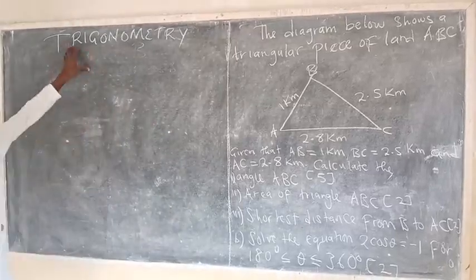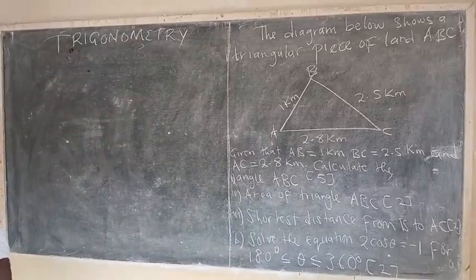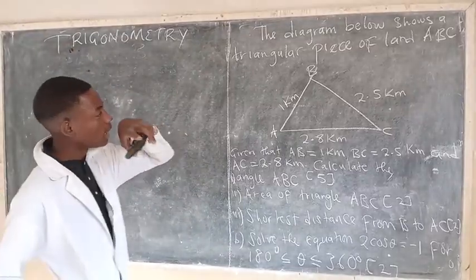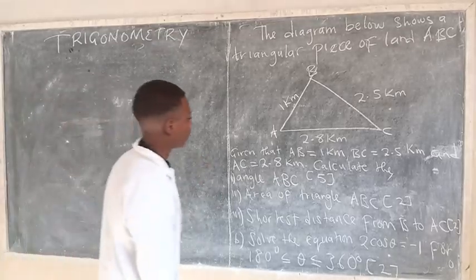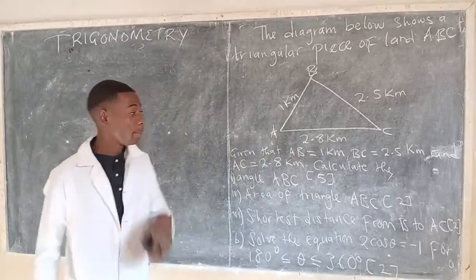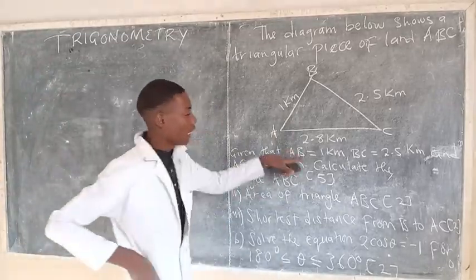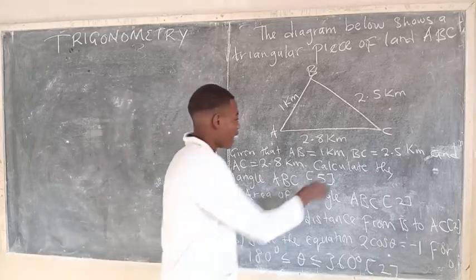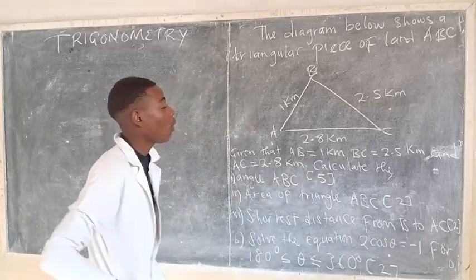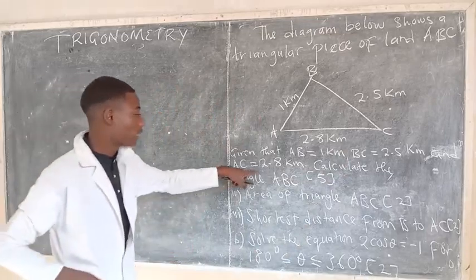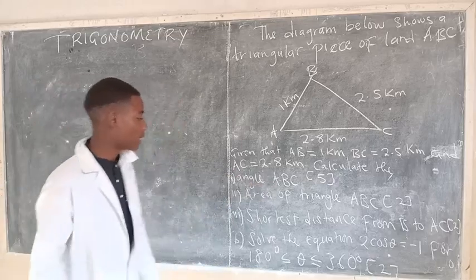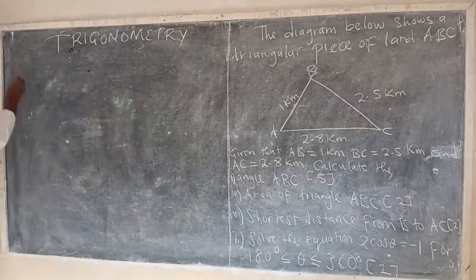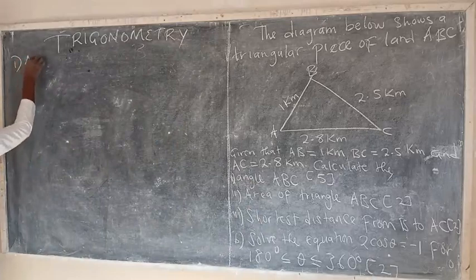So today we are looking at a topic from trigonometry. The question says that the diagram below shows a triangular piece of land ABC. We have been given this shape, and we are told that AB is equal to 1 kilometer, BC is equal to 2.5 and AC is equal to 2.8. Calculate angle ABC.